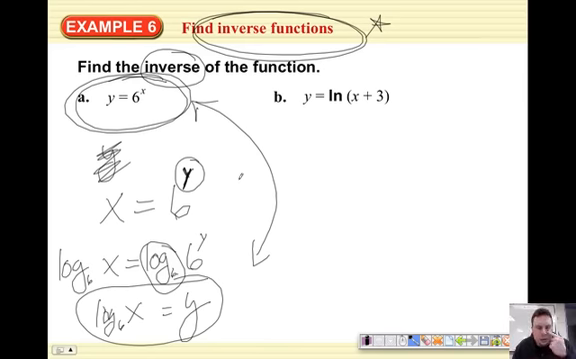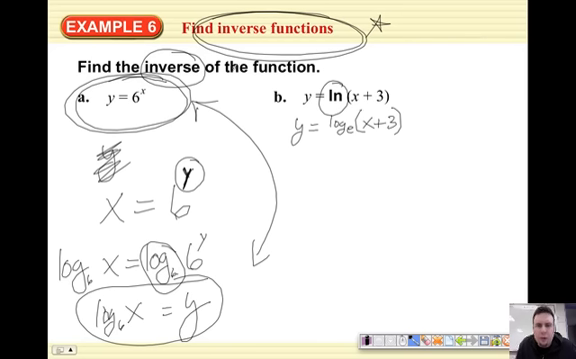Okay? Alright, letter B. Natural log. Okay, finally get a natural log one here. So what I like to do is I like to actually change it when I'm doing the work. I like to change it to log base e. For some reason it just helps me feel like I know what I'm doing. Okay, y equals log base e of x plus 3.